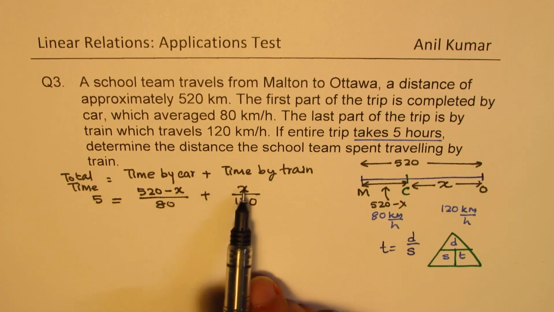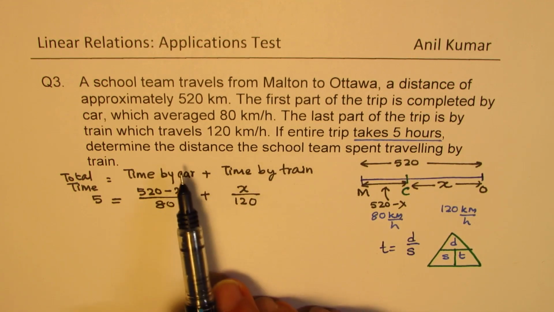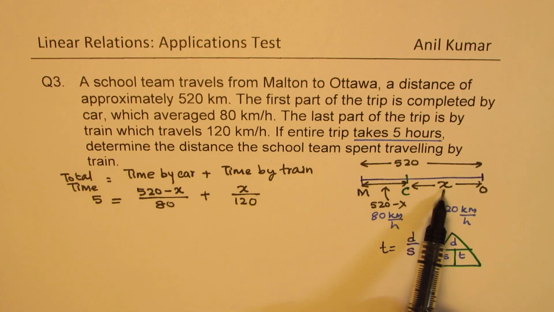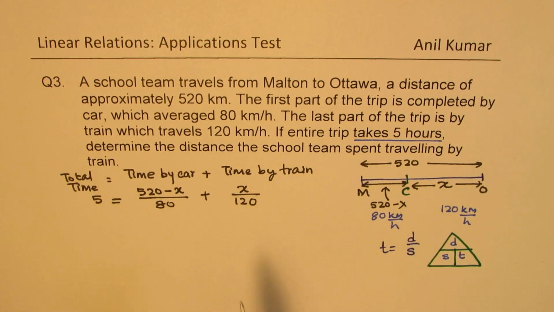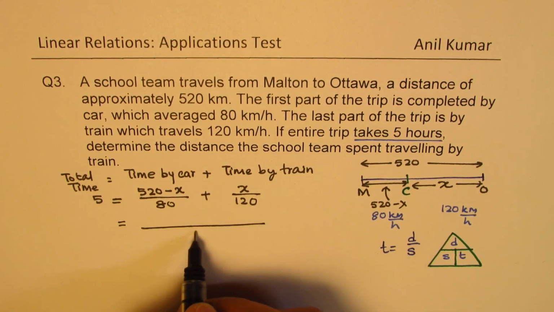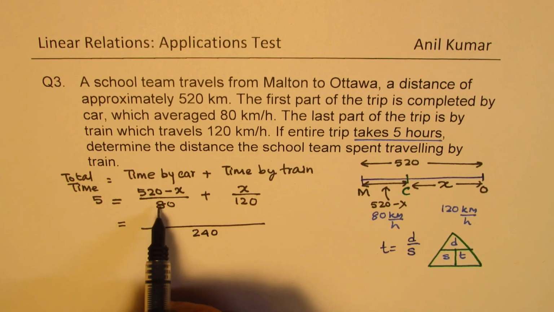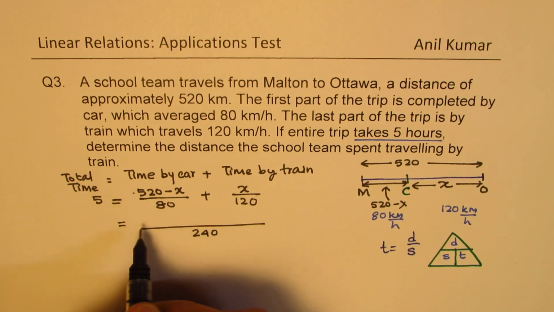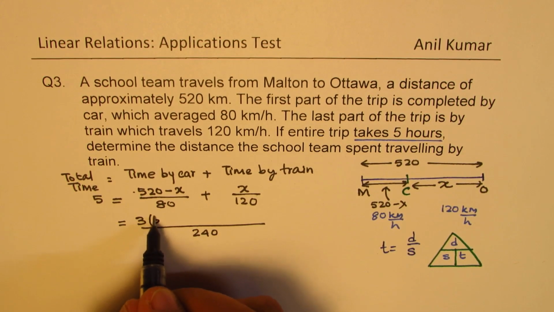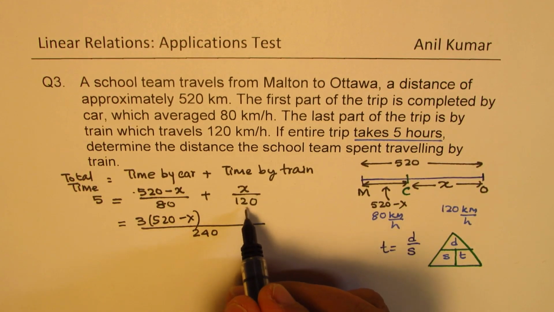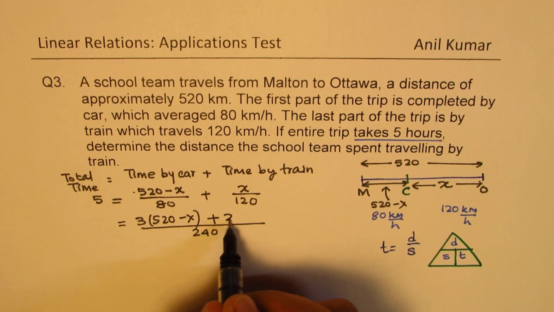In this equation there is only one variable. It says determine the distance the school team traveled by train, so that is the distance traveled by train, which we need to find. Now we can take a common denominator between these two, which is 240. 3 times 80 is 240, right? So we'll multiply this by 3 times (520 minus x), and we'll multiply this by 2, so we get plus 2x.